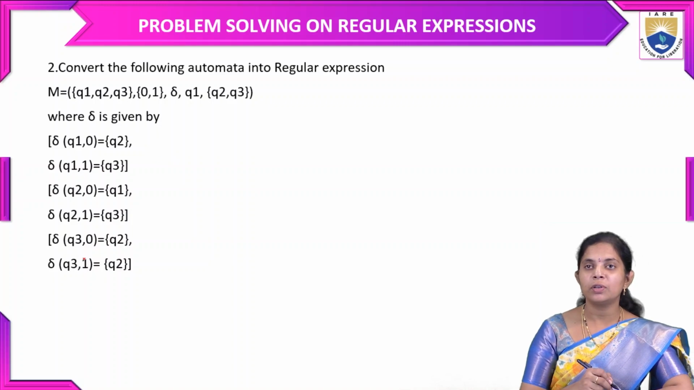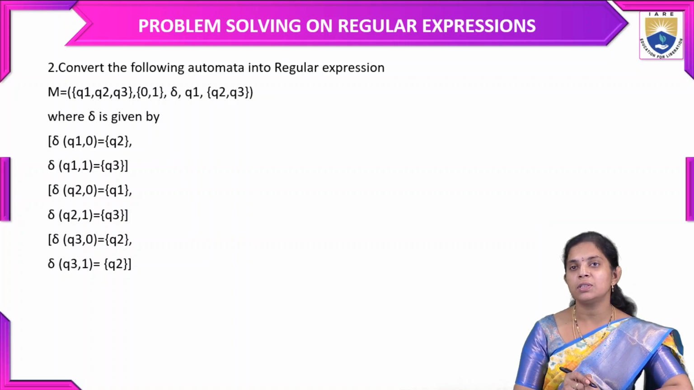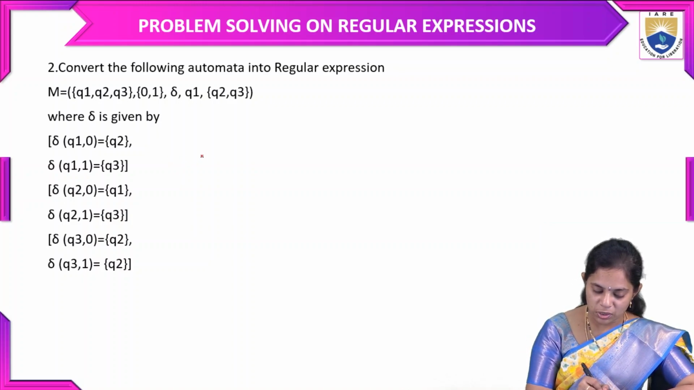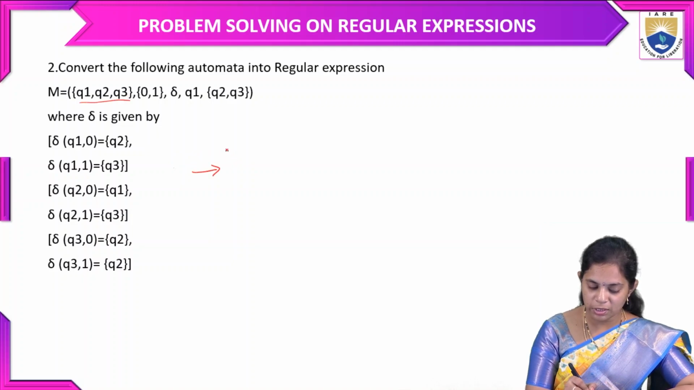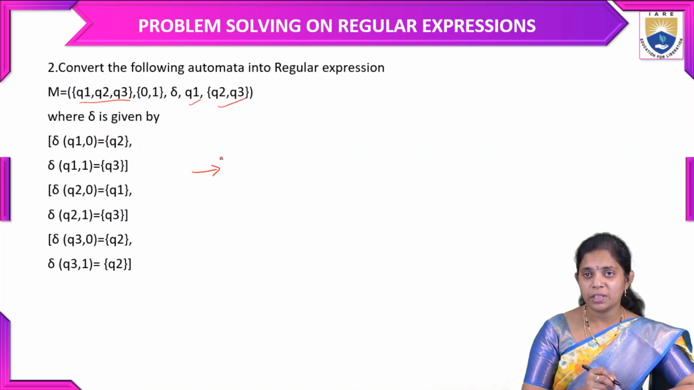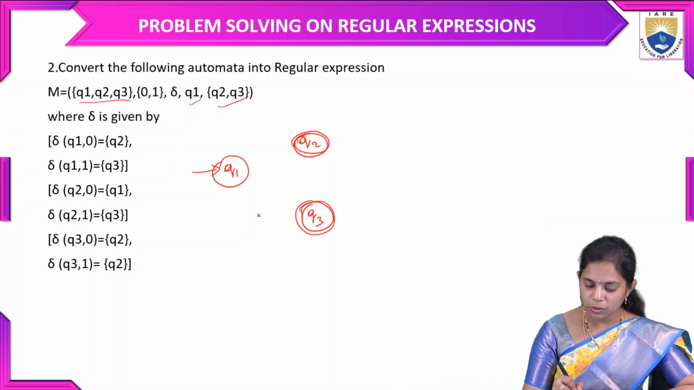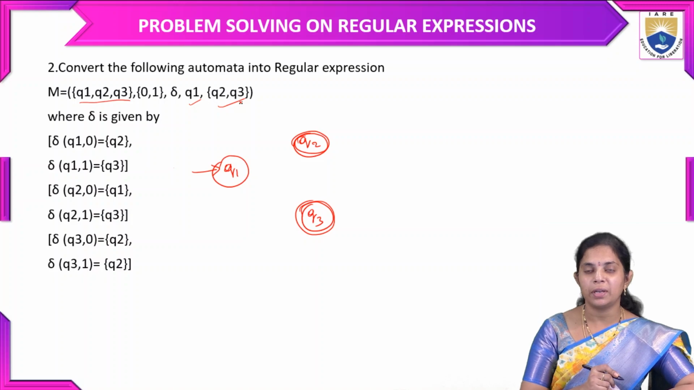Here, by seeing the transition functions, we first need to convert into a transition diagram. How many states are there? Three states are there. The initial state is Q1, and there are two final states. So initial is Q1, and Q1, Q2 and Q3 are there. This is a final state and this is also a final state.